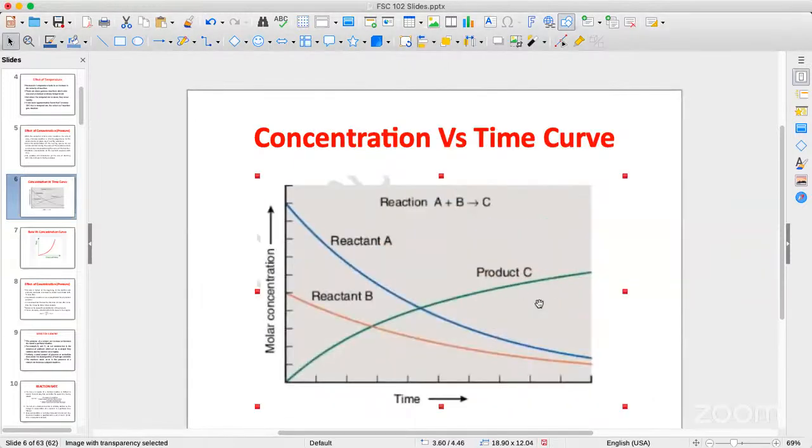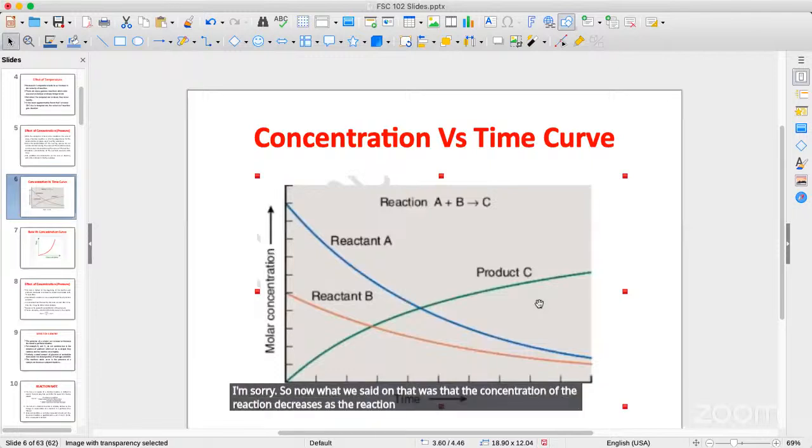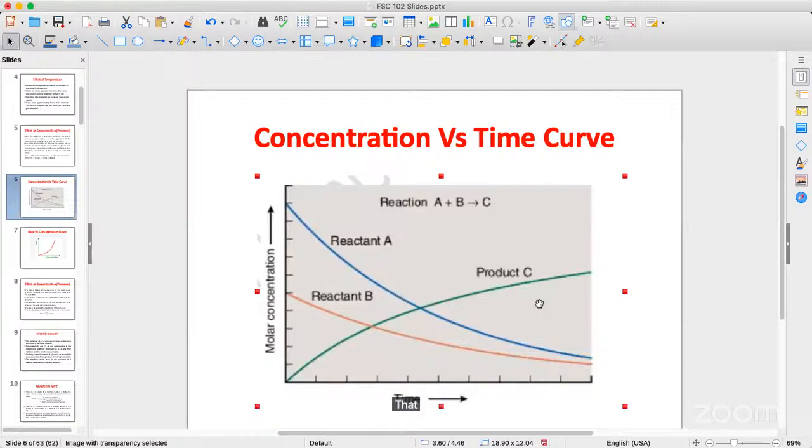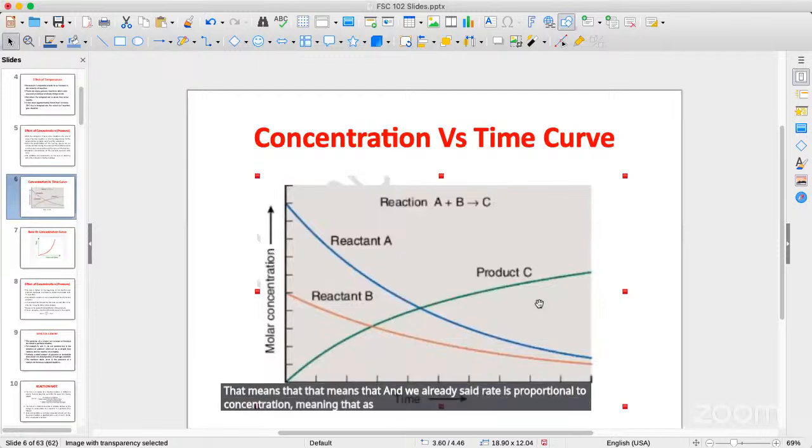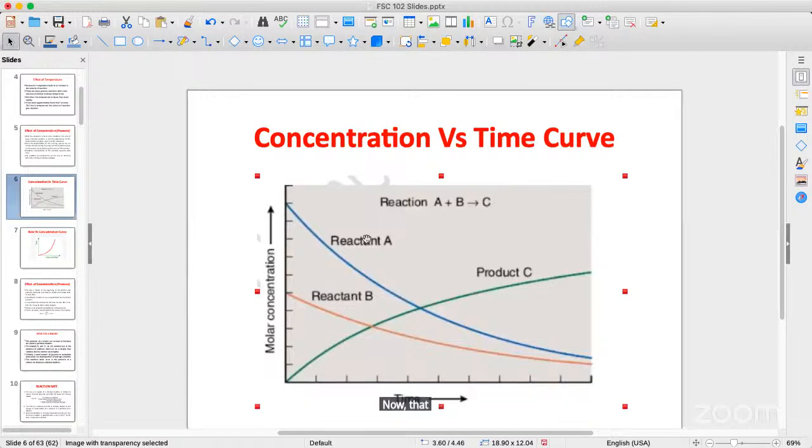So now, what we said on that was that the concentration of the reaction decreases as the reaction progresses. That means, and we already said, rate is proportional to concentration, meaning that as the concentration decreases, the rate of reaction also decreases.